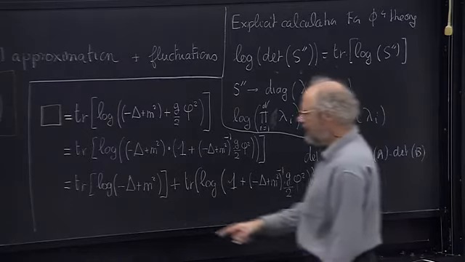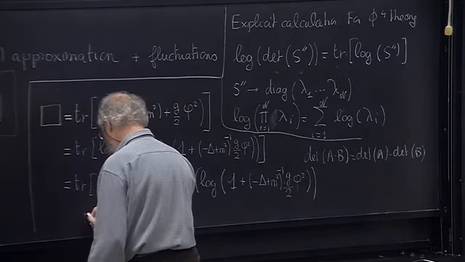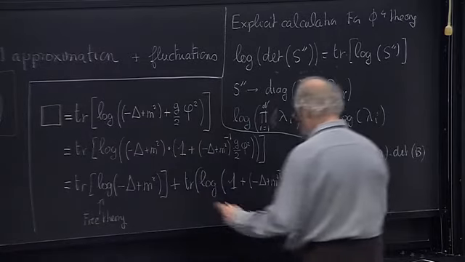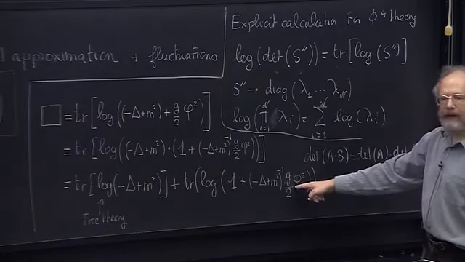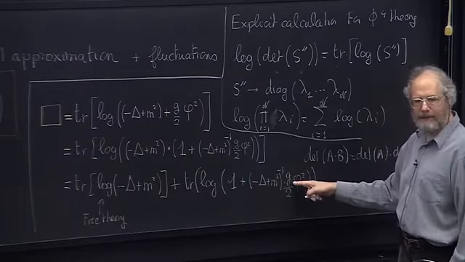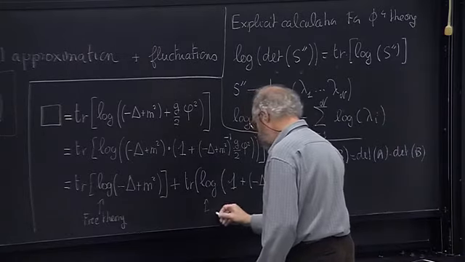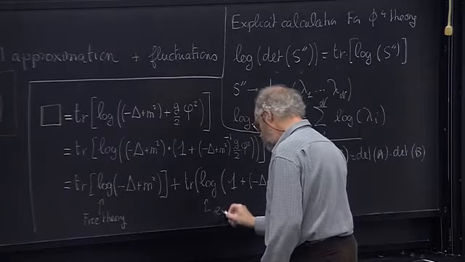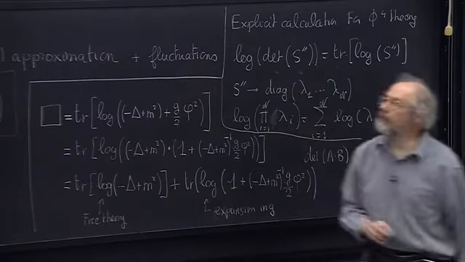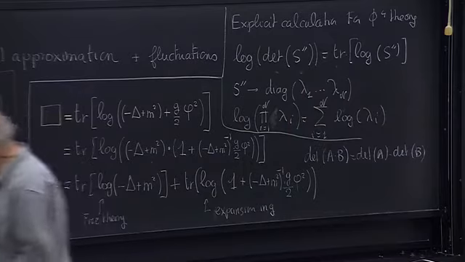So this is a trace of the log of the Hessian for the free theory. This is the contribution of the free theory. And this is a variation induced by the interaction. And you see that here you have g plus something which is proportional to g. So now we are going to do a perturbative expansion in the coupling constant g. So now I concentrate on this term.